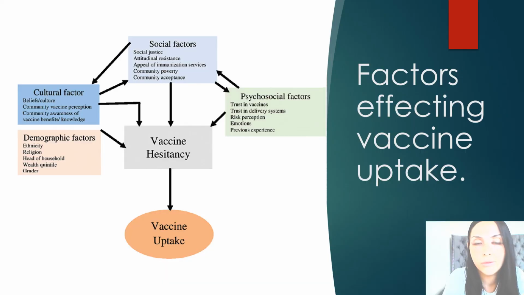Factors affecting vaccine uptake. So here we have another diagram. Vaccine hesitancy: we have social factors, cultural factors, demographic factors, and psychosocial factors within vaccine uptake.